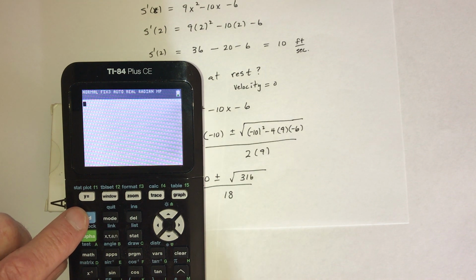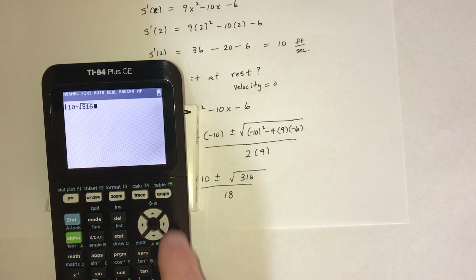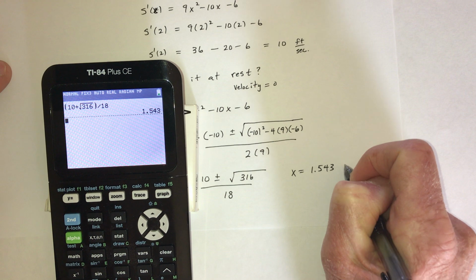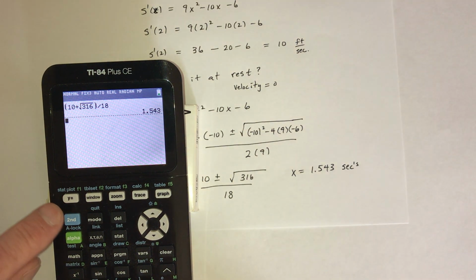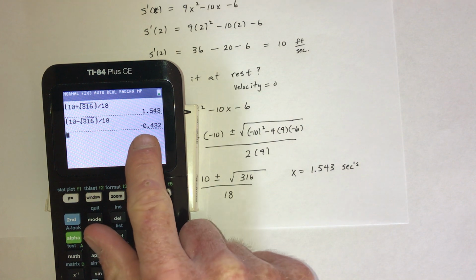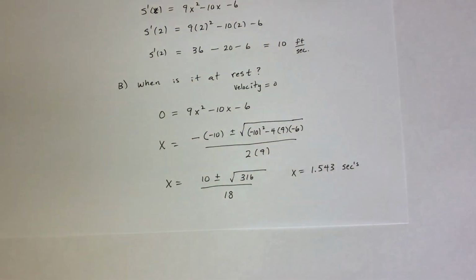So then it's going to be the 10. You know what, I should put parentheses. 10 plus the square root of 316, divided by 18. So that would be when x equals 1.543 seconds. And then do the quadratic formula when this is minus the square root. And then this is negative time, and unfortunately we can't go back in time. So we're not going to use the negative time, we're only going to use the positive time.